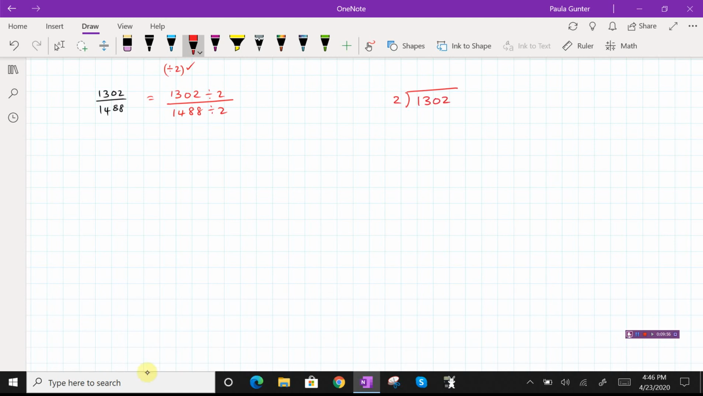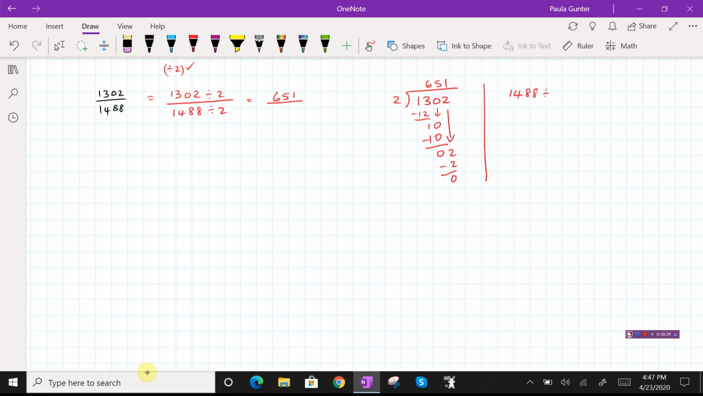1302, 2 into 13 goes 6 times. 6 times 2 is 12. Bring down. 2 into 10 is 5. And 5 times 2 is 10. We now bring down the 2. 2 into 2 goes 1. And 2 ones is 2. So I won't really color code anything here because it's one digit division, which should be pretty easy. All you have to do is pause the video and try to work it out now that you know what steps.